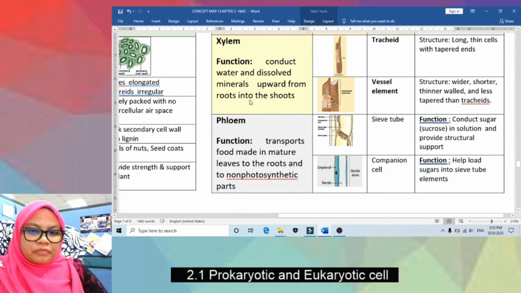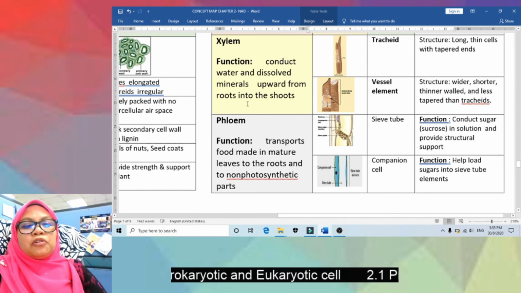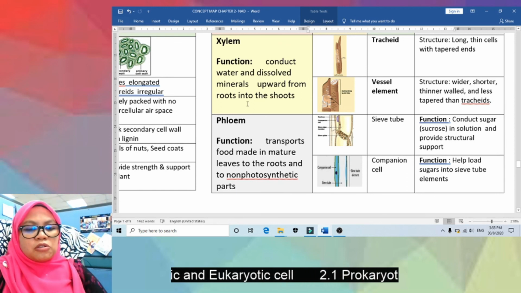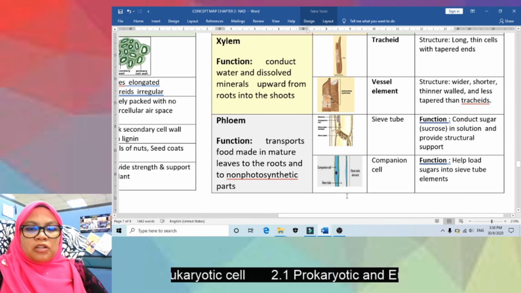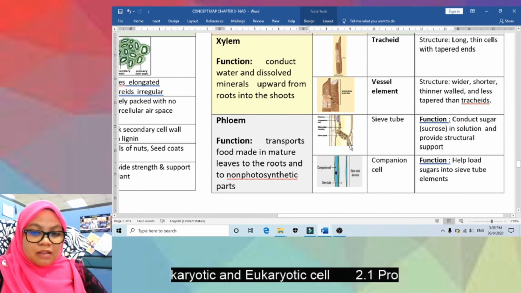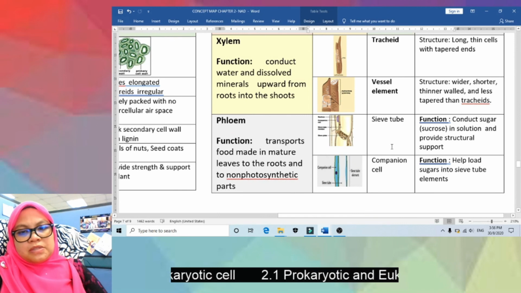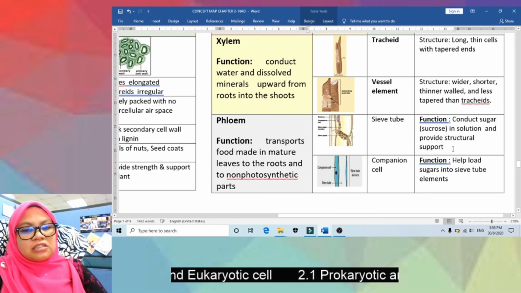Okay, and the phloem, the function is to transport food made in mature leaf to the roots and non-photosynthetic parts. Okay, so the components are the sieve tube and also the companion cell. So here is the sieve tube. This is the sieve plate, and then this is the companion cell. So the sieve tube is actually the dead cell sebab dia tak ada nucleus. So the function of the sieve tube is to conduct sugar in the form of sucrose in solution and provide structural support. For the companion cell, the function is to help load the sugar into the sieve tube element.